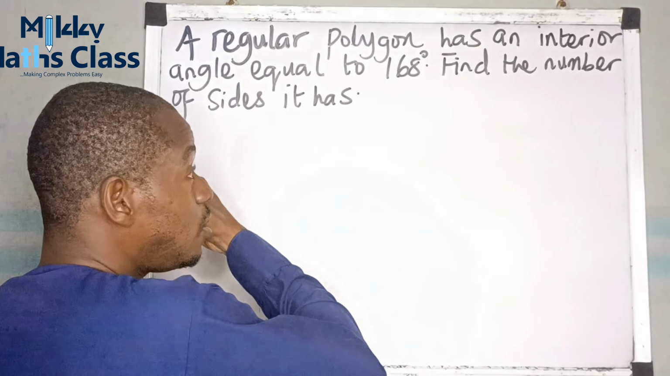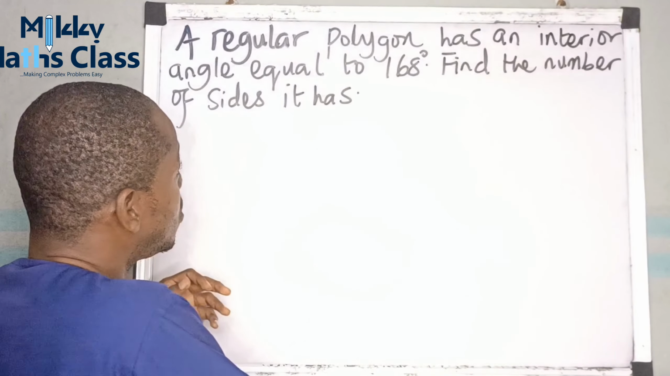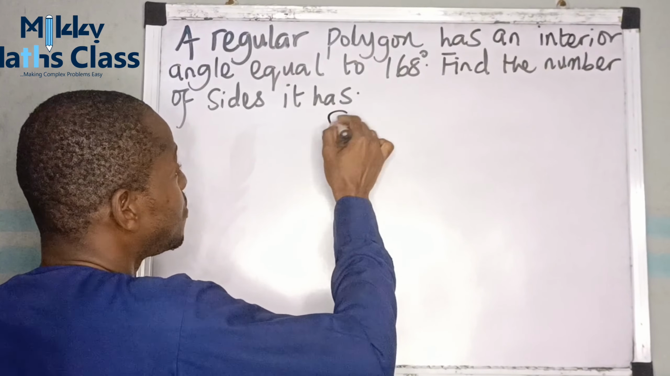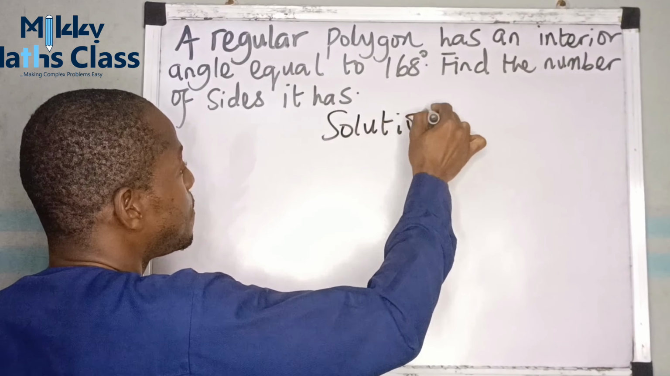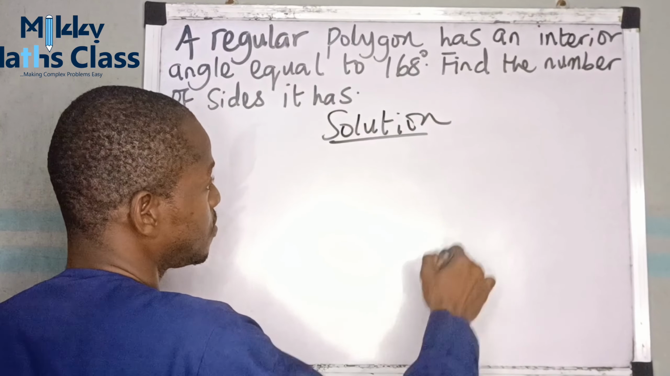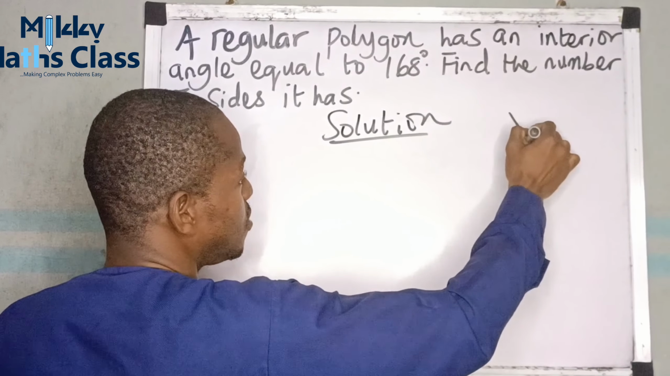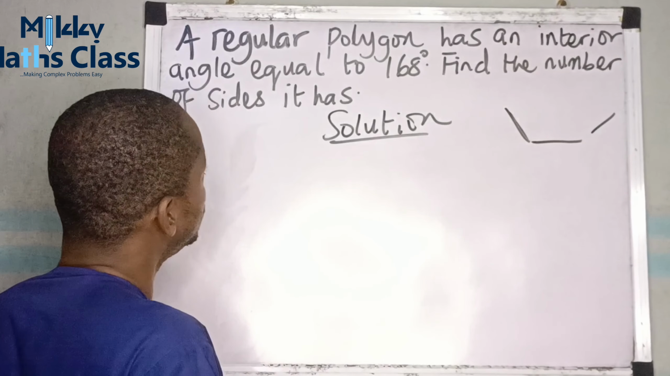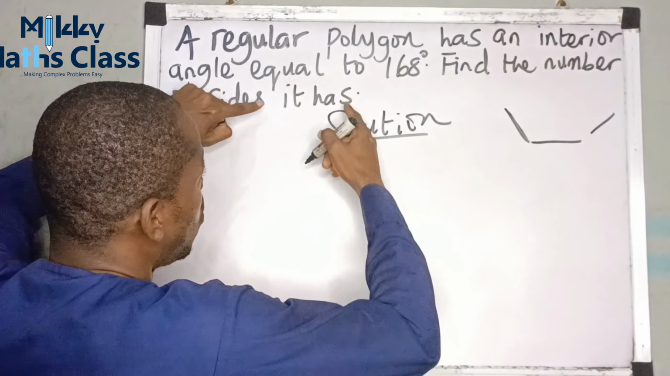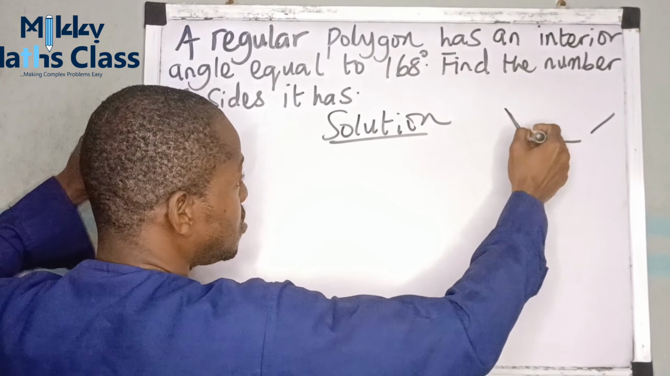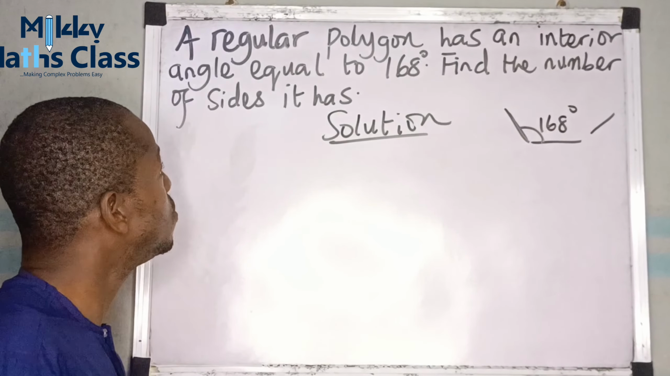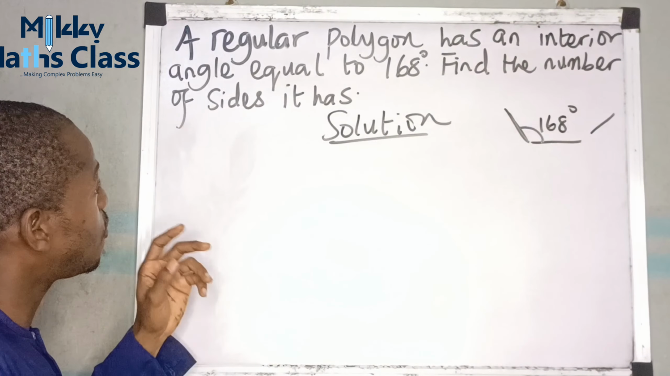A regular polygon has an interior angle. The interior angle is the angle that is inside. So let's bring out what we have there. An interior angle. Let's assume this is the polygon. The interior angle is equal to 168 degrees. Let's say this is one of the interior angles. Find the number of sides it has.